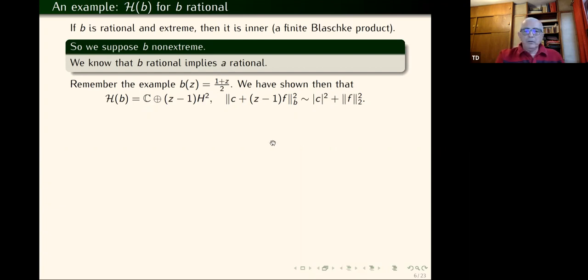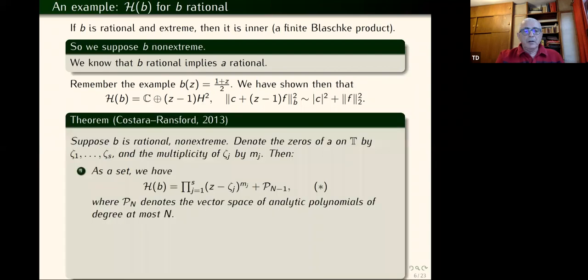So the idea would be to find a similar result for a general non-extreme rational function. Well, such a result exists. It's a theorem obtained by Costara and Ransford in 2013. And it is the following.